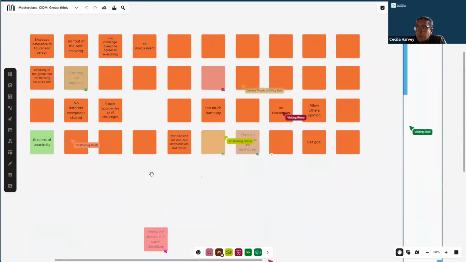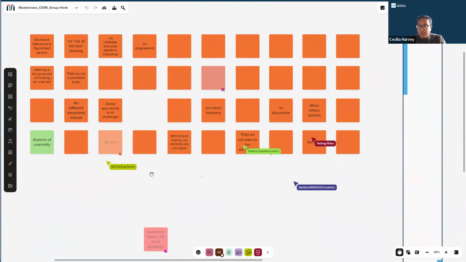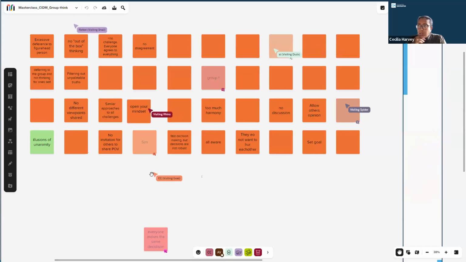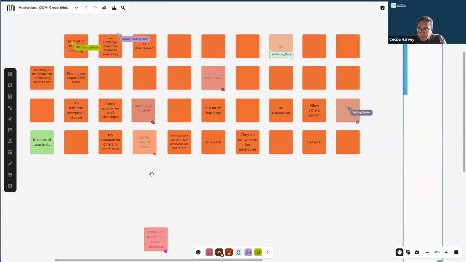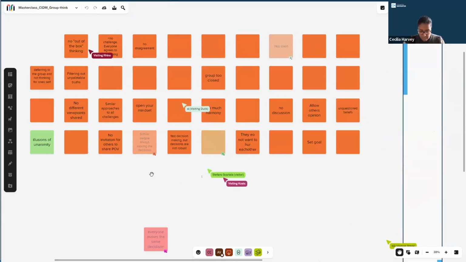Okay, so let's have a look at some of them. No different viewpoints shared. Absolutely. Similar approaches to all challenges. Too much harmony. No discussion. Love that. Yes, no discussion. Filtering out unpalatable truths. That's a great one. Absolutely. Yes, no disagreement. Again, very much leading into groupthink. No out of the box thinking. Fantastic. Yes, let's again think about looking around the corners and not just heads down.